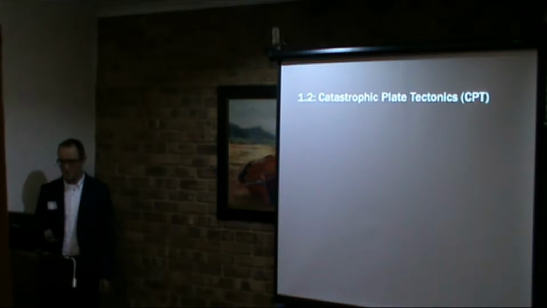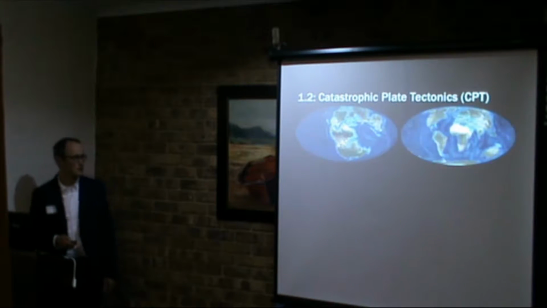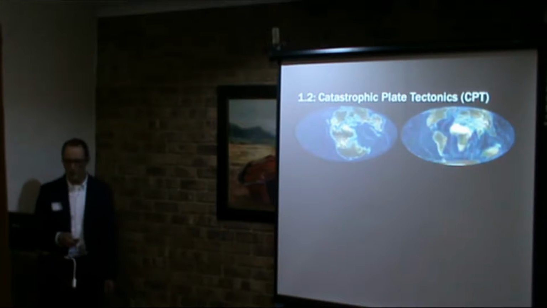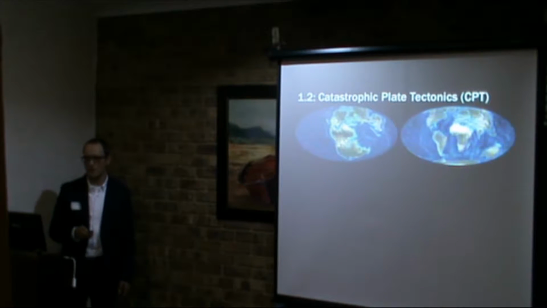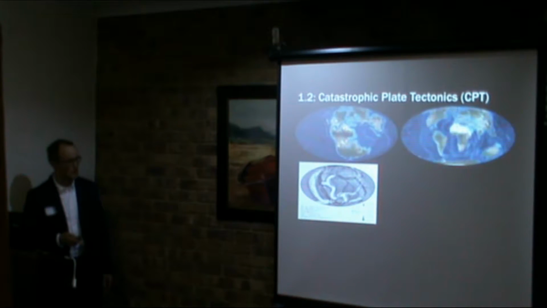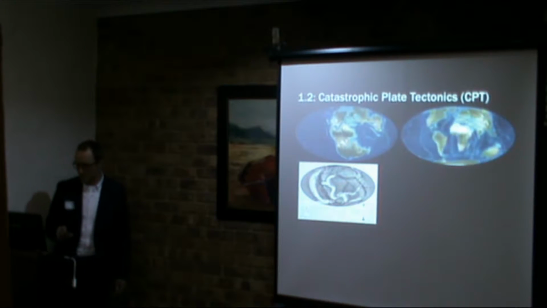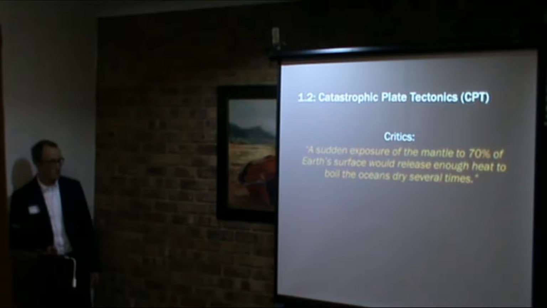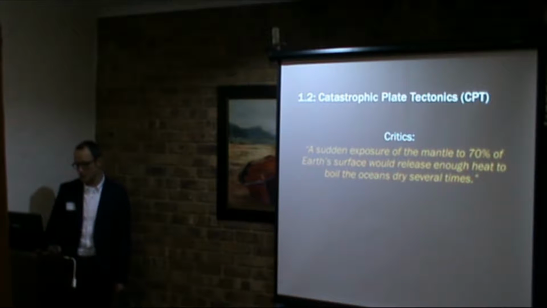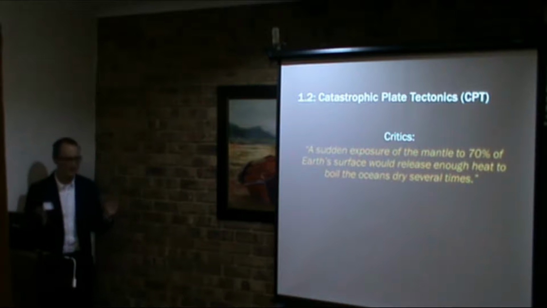Okay. The other model, the catastrophic plate tectonics model, says the Earth looks like this now, and it used to look like this before, which would imply that during the flood the continents moved a couple of thousands of kilometers. He actually calculated that this is technically possible, given the right conditions, which are rather extreme, but possible. And then the critics say a sudden exposure of the mantle to 70% of Earth's surface would release enough heat to boil the oceans dry several times. So they say that's impossible.